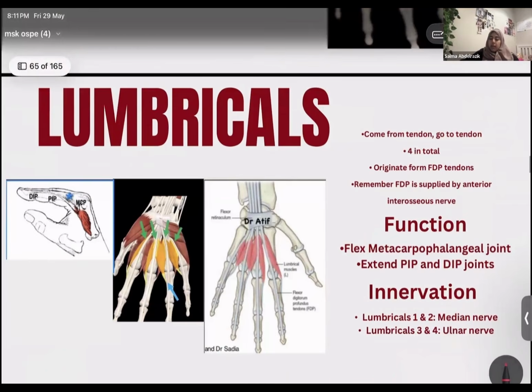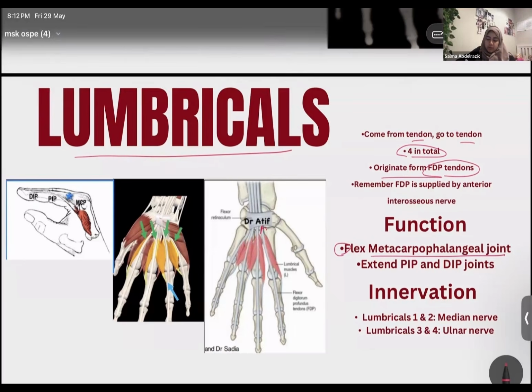Cool. And now we have lumbricals. They come from tendon, go to tendon. Clearly, tendon to a tendon. They're 4 in total. They originate from the, what is it? Flexor digitorum profundus or something. Anyways, the function, it flexes the metacarpophalangeal joint. Here it is. This is flexed. And it extends the proximal and distal interphalangeal joints.